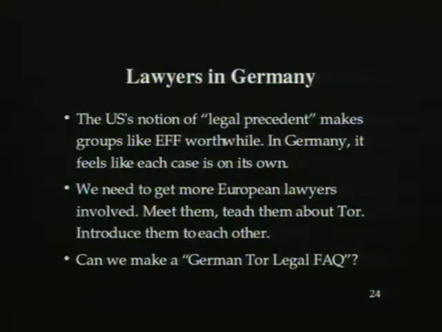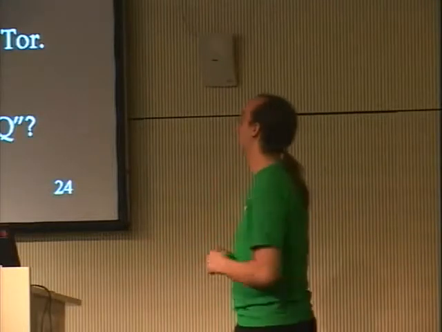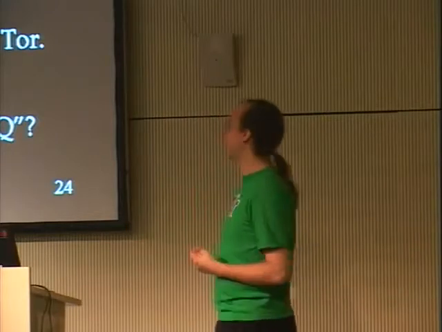The other half of that, lawyers. In the US, I have lawyers following me around saying, I look forward to the Tor case. In Germany, there aren't really that many lawyers who know about Tor and care about defending people. And part of that is because of the US's notion of legal precedent. It's really valuable to get really good lawyers to take on the first case in the US, because if you can establish a precedent, then you actually change what the law means, in a sense. In Germany, it feels like every case is on its own, and sure, I could defend this person, but there's just going to be 12 more after them, and why bother?